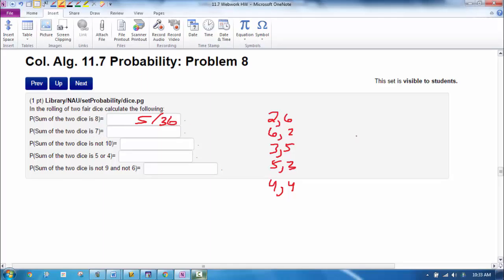If we're looking for a sum of 7, that could be a 1 and a 6 and a 6 and a 1, a 2 and a 5, 5 and a 2, a 3 and a 4, or a 4 and a 3. So there's 1, 2, 3, 4, 5, 6 different ways. So that'd be 6 out of 36.